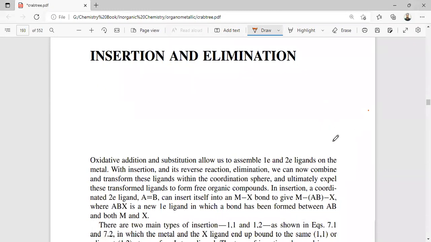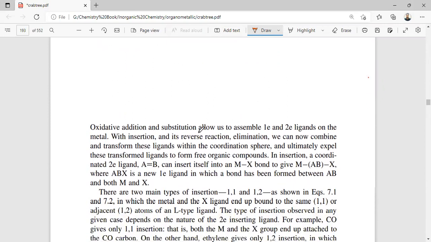So in this lecture, I will teach about the insertion and elimination reactions in organometallic chemistry. Oxidative addition and substitution allow us to assemble one-electron and two-electron ligands on the metal. With insertion and its reverse reaction, elimination, we can now combine and transform these ligands within the coordination sphere, ultimately expelling the transformed ligand to form the free organic compound.